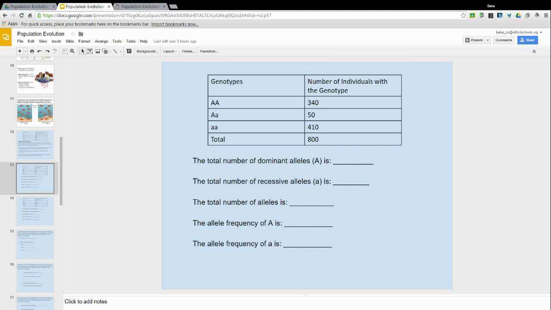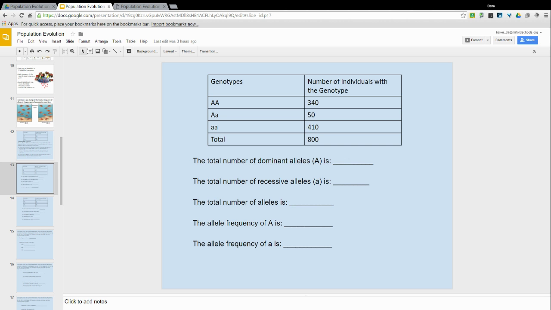Over here on this side, it tells you how many individuals have that genotype. And then this is our grand total of the entire population. There's 800. Let's just say they're fish. We have 800 fish. All right, the total number of dominant alleles. So we want to count up how many big A alleles are in our population of fish. Again, we need to look at the genotypes that have big A's in them. So we have homozygous dominant, and we have heterozygous individuals. Both of these groups have dominant alleles in their genotypes.